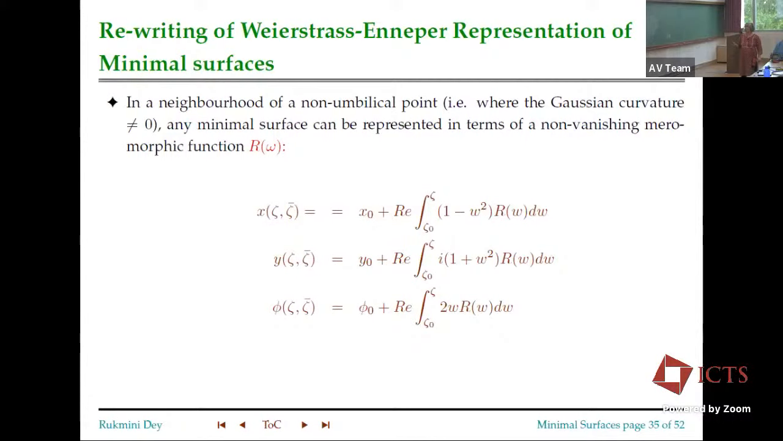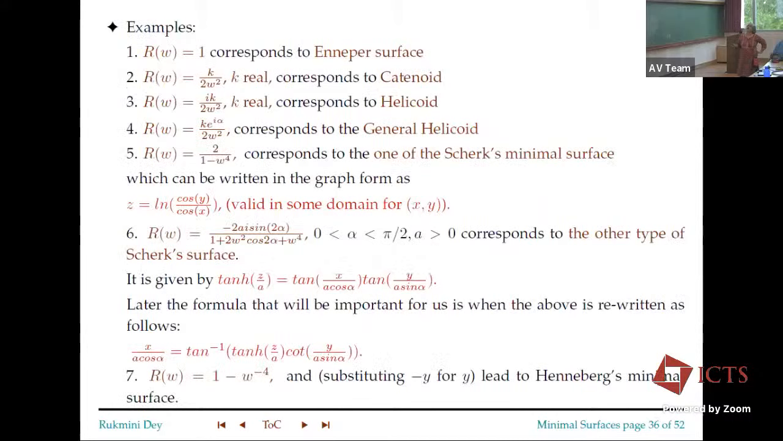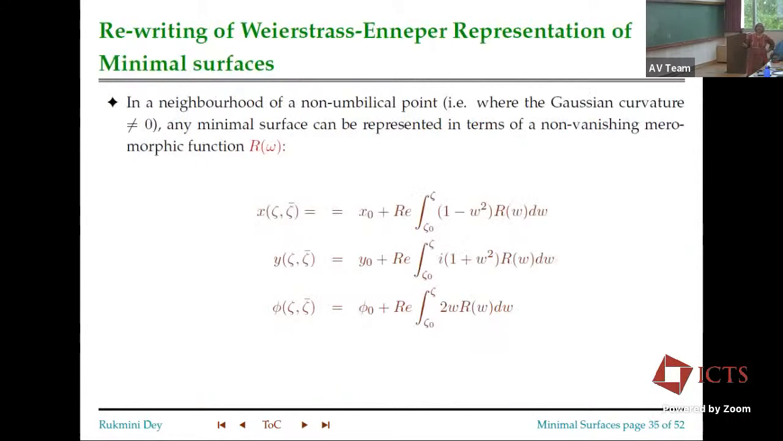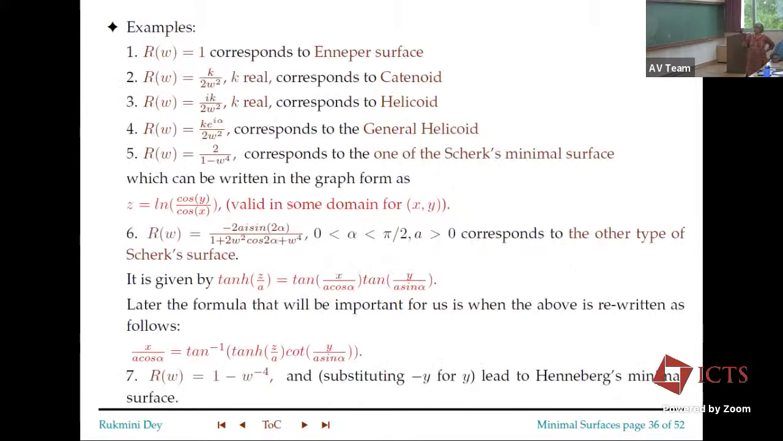For example, your choice of R could be 1. If you take R to be 1 in this, you get that potato chips, okay? So all you have to do is take R equal to 1 and you get the potato chips. If you take R equal to k over 2 w squared, k real, it corresponds to the catenoid. If you take R equal to 1 over k 2 w squared, it corresponds to the helicoid.